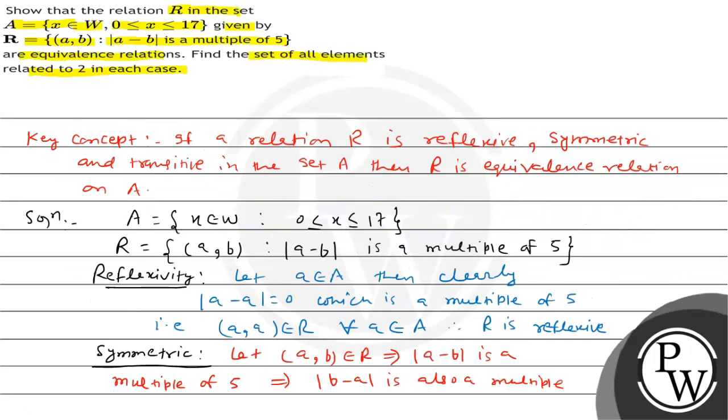अब हमें क्या निकालना है? Find the set of all elements related to 2 in each case. और कौन से एलिमेंट 2 से रिलेटेड है वो अब हमें फाइंड करना है. तो 0 से 17 में जो एलिमेंट 2 से रिलेटेड है हम उसे फाइंड करेंगे.